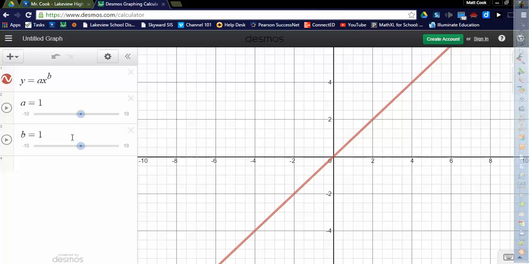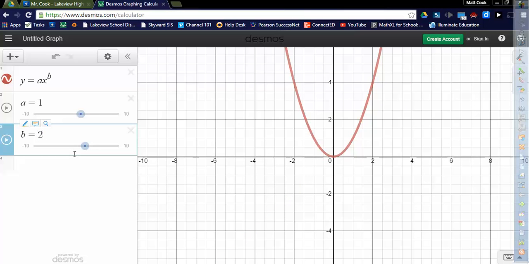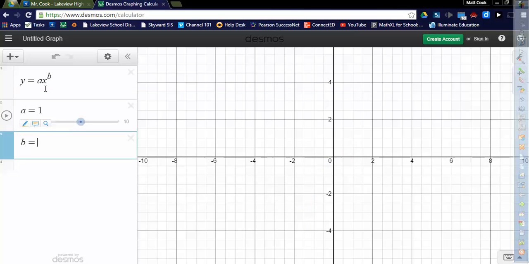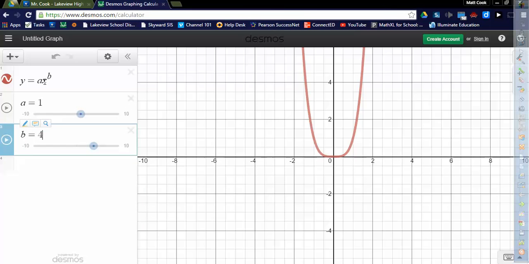Do you see what's going to happen if I decide to make b a 2? Yeah, that's a quadratic, right? Because now we have x squared. Look what happens when I change that to a 3. There's the graph for a cubic degree, or a third degree function. Here comes 4. Noticing anything yet? Here comes 5. So what are you noticing? A pattern here, right? There's a nice little pattern.